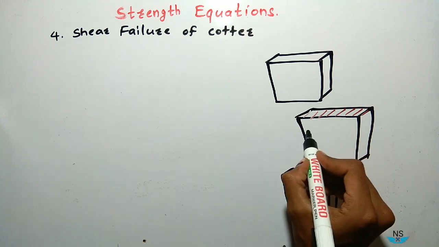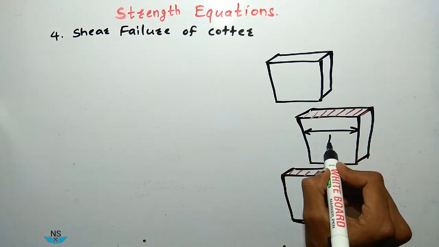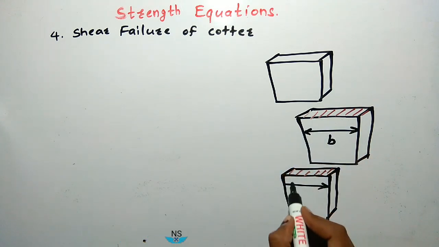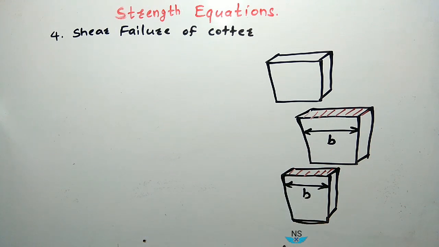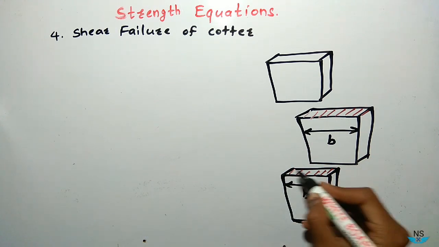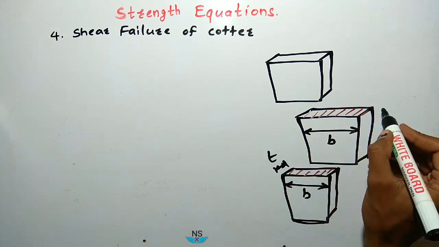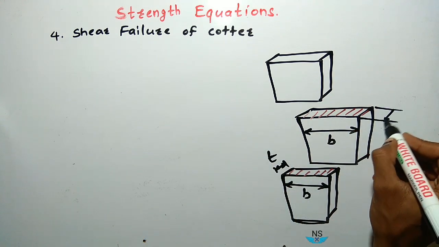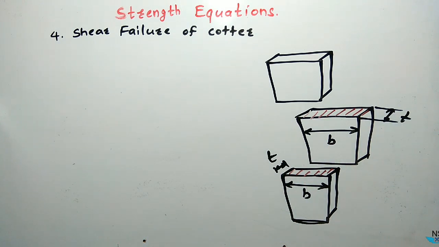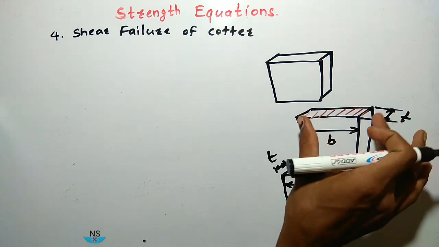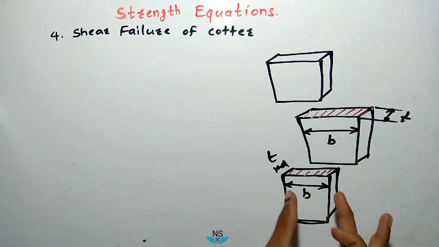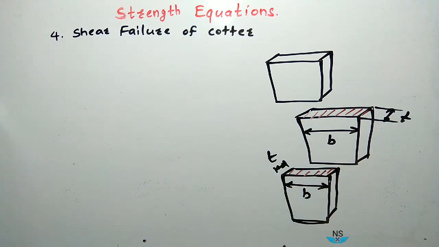You know the width of quarter is B. You can assume the width of quarter is B, and the thickness of this quarter is T. So what is the failure area? This is B into T, and this is B into T. So 2 times B into T. So double shear will take place. Now shear failure is there.